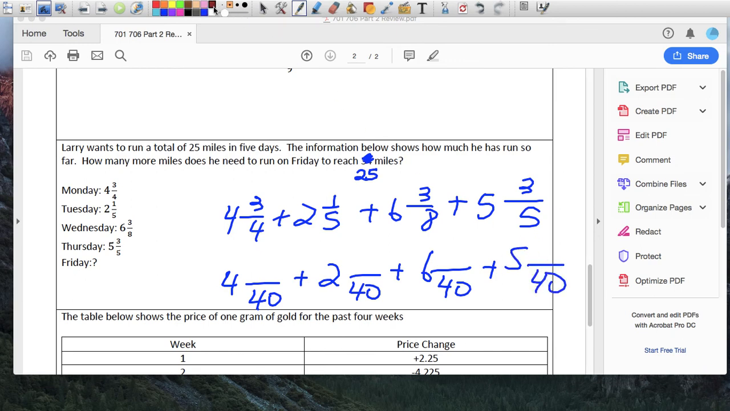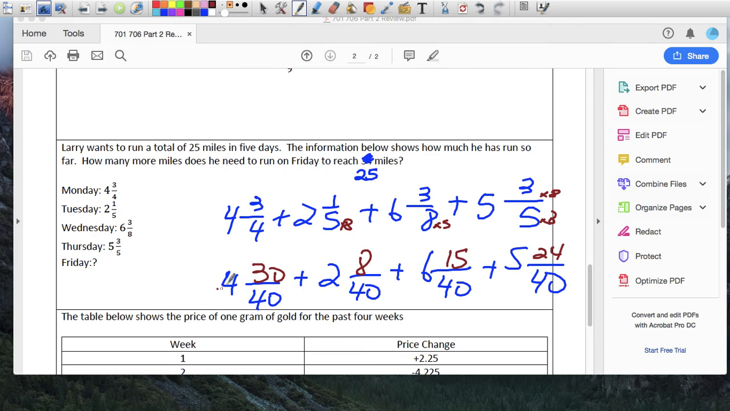So we're going to find the equivalent fraction here. 40 is times 10, so that becomes times 30 times 8. So on the top is times 8. 8 times 5 is 40, so on top is 15. And the last one, 5 times 8 is 40, so on top is also times 8, so it's 24. We can now add all the fractions.